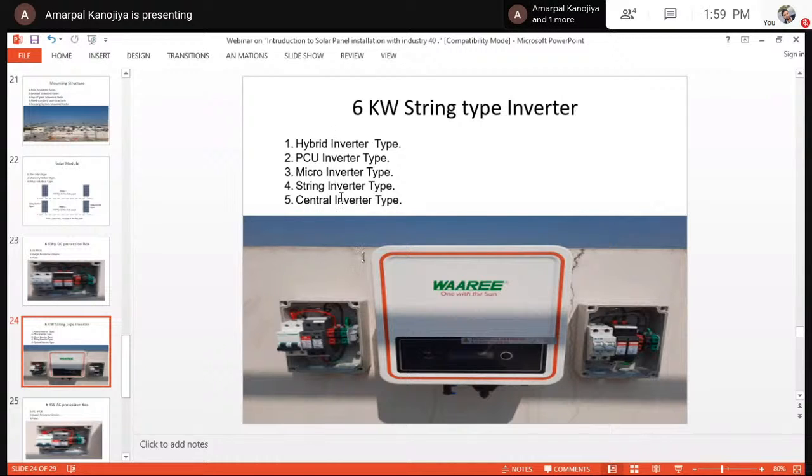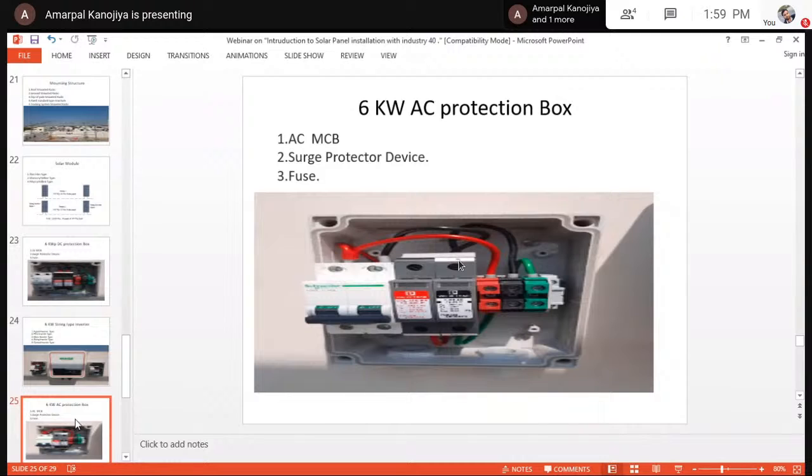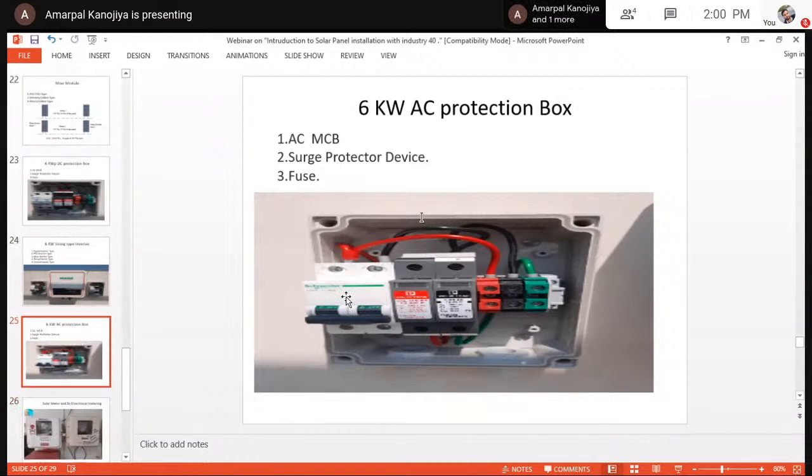From among these five, in today's installations approximately 80 to 90% are done with the string type inverter. So see here, this is the DC protection box, this is the 6 kilowatt inverter, and this is the AC protection box, which is a snapshot over here. In this AC protection box, there is an AC MCB, a surge protector device, and a fuse. The fuse is not over here.